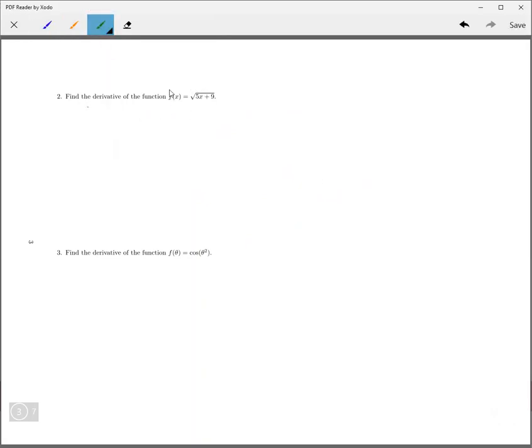Okay, so find the derivative of this function. And so first thing here, you notice that the outer function is the square root of u, or u to the 1/2. And then also, we can write this as 5x plus 9 to the 1/2. Maybe the easiest way. And then the inner function is 5x plus 9.